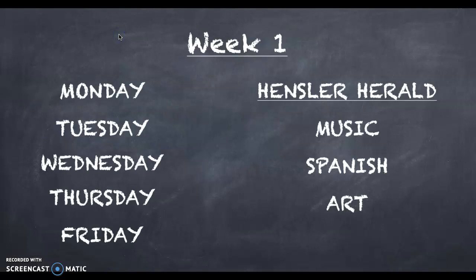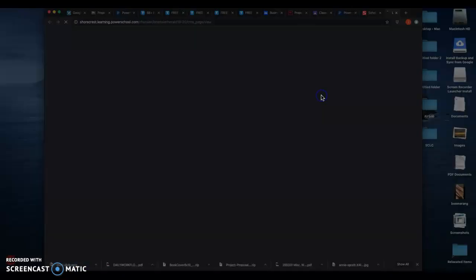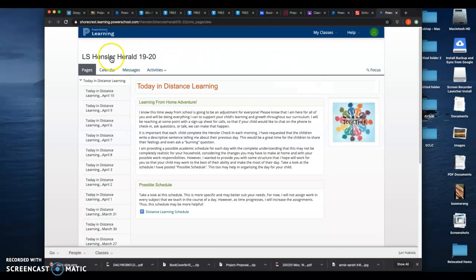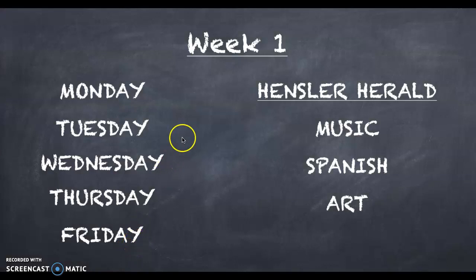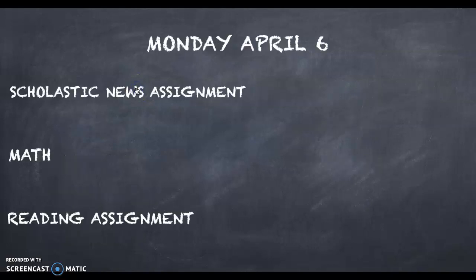Now, here's an example of week one, and what I've designed is the students usually go to a slide and they will look at the entire week, and they can start with going to the Hensler Herald. Now, this will take them directly to their distance learning page where there can be other pertinent information that the teacher is posting regarding school at Shorecrest. And then they can navigate right back to the slide, and then they'll go to their first day. In this case, Monday. We're going to click on Monday.